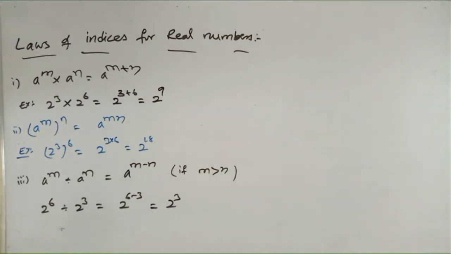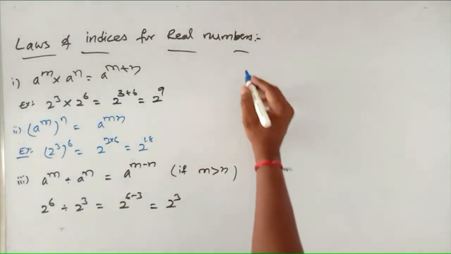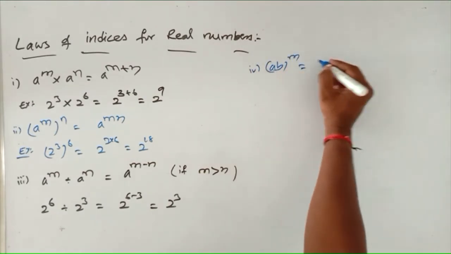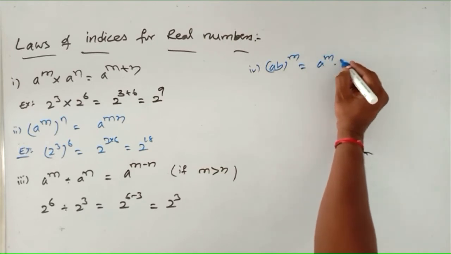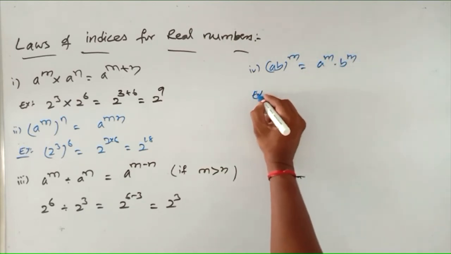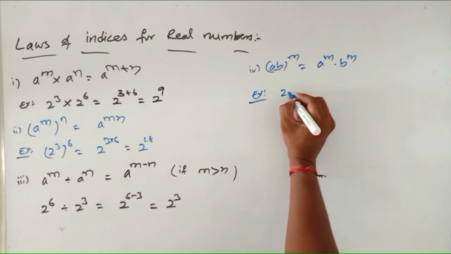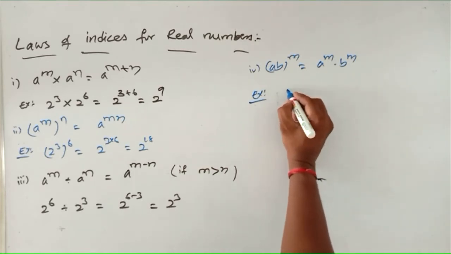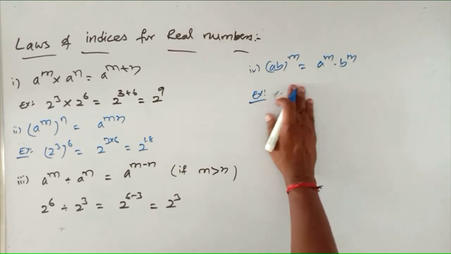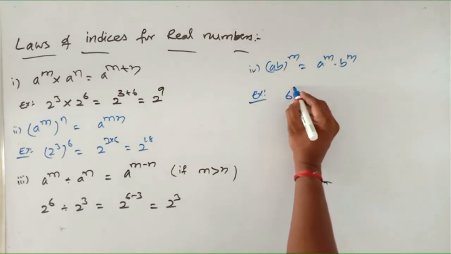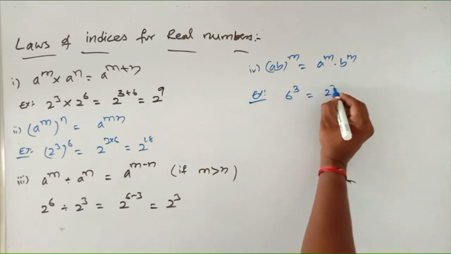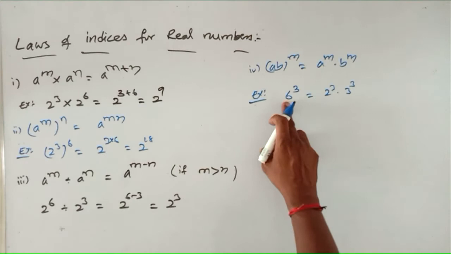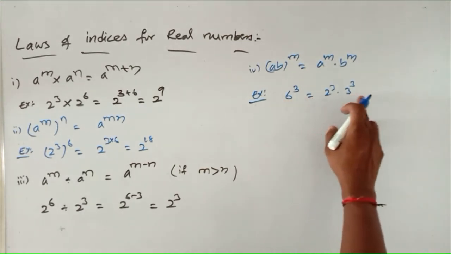And the next one, the fourth one: ab whole to the power of m is equal to, simply expand this, a to the power of m into b to the power of m. Example, I am taking 6 whole to the power of 3, which is equal to 2 to the power of 3 into 3 to the power of 3. Okay, that is, 6 I can expand into 2 into 3, so 2 to the power of 3 and 3 to the power of 3.